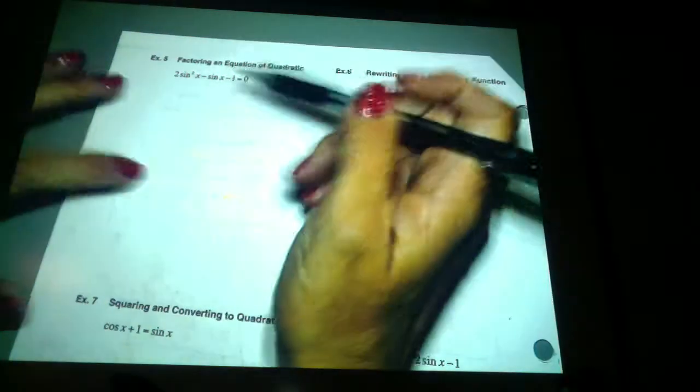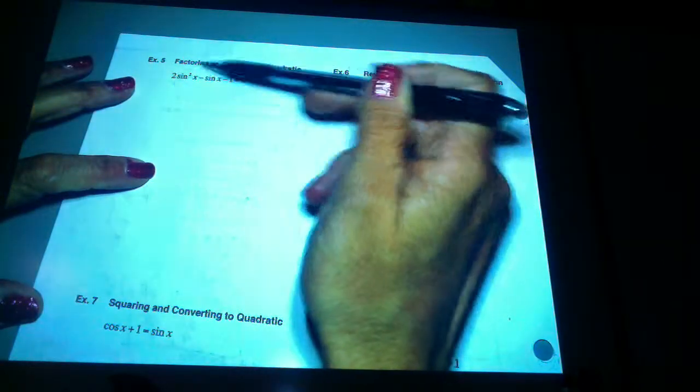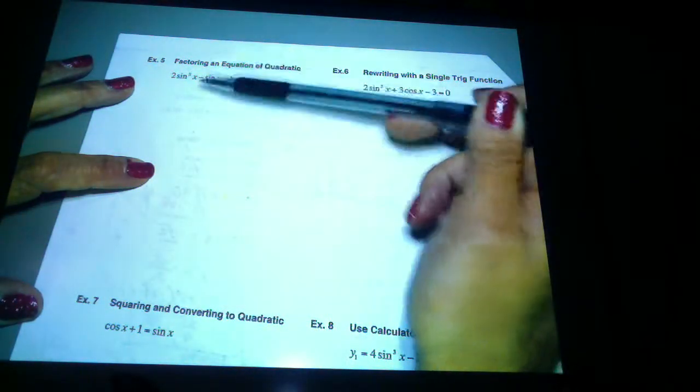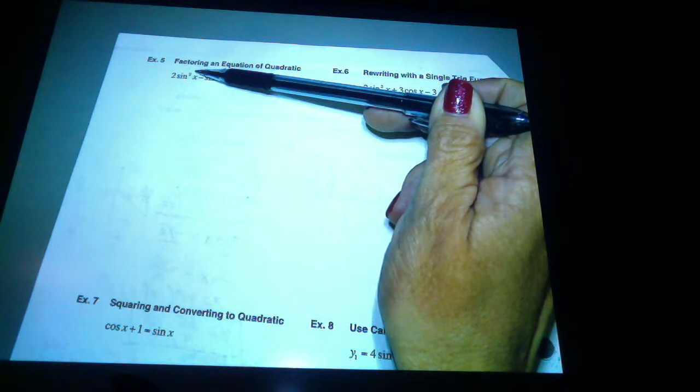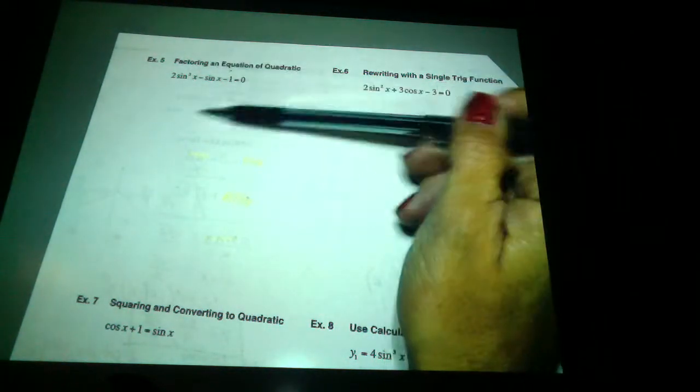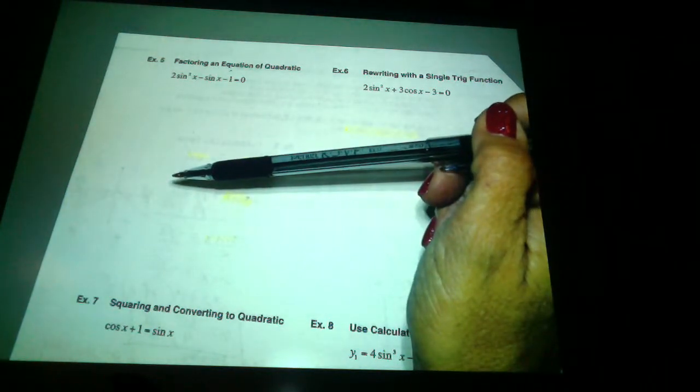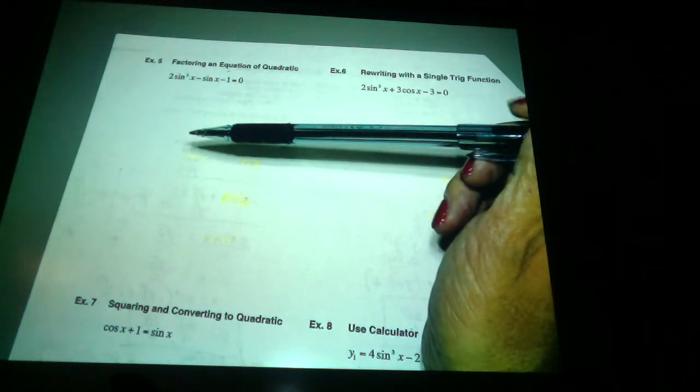All right, so for this one, example 5, we've got sine squared x and regular sine x. So when you've got anything that's to a power other than 1, you want to make sure that everything's on one side or the other. In other words, you want 0 to be on one side. And you want your highest degree term, in this case the squared term, to be positive. So if it's not positive, move everything over to the other side, or multiply or divide everything by -1. You'll accomplish the same thing.